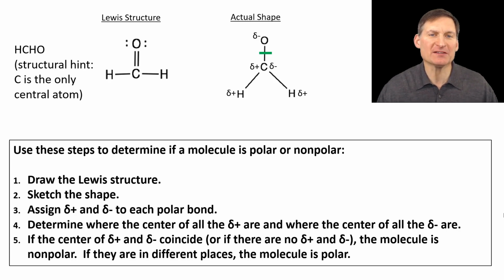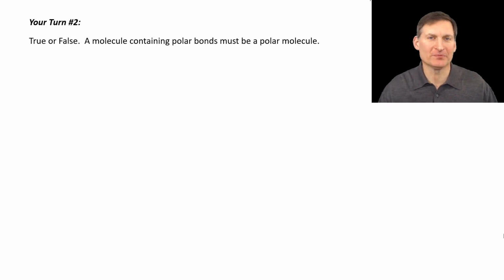Moving on to the center of positive, we have a positive here, here, and here. So to find the center of those three, imagine a triangle connecting those 3 points. And the center of the triangle would be the center of the positive charge, as you see here with the red positive sign. Since the negative charge here and the positive charge here are not in the same place, formaldehyde is a polar molecule.